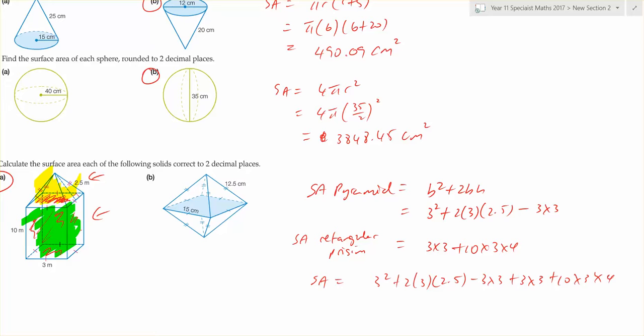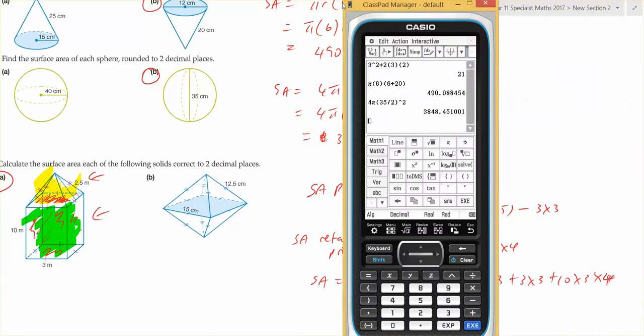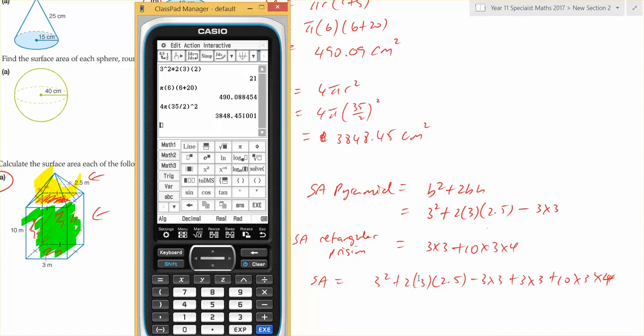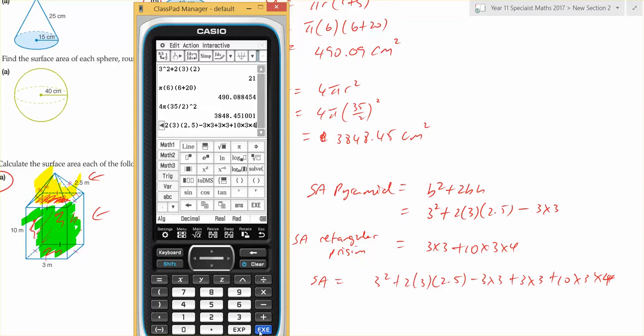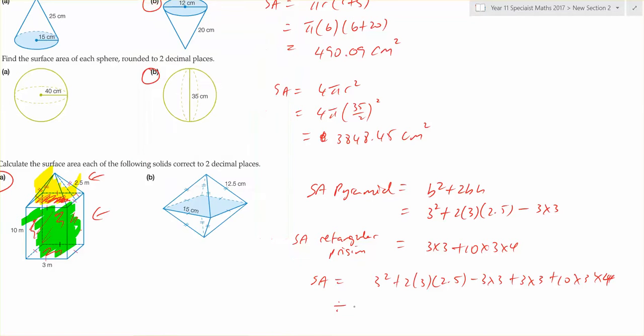On the actual test, I'm expecting you to show me your working so I can see what mistake you made. This is fine. I can see that you've tried to apply the formula. So 3 squared plus 2 by 3 by 2.5 minus 3 by 3 plus 3 by 3 plus 10 by 3 by 4. Enter, I get 144. So the surface area of that is 144 meters squared.